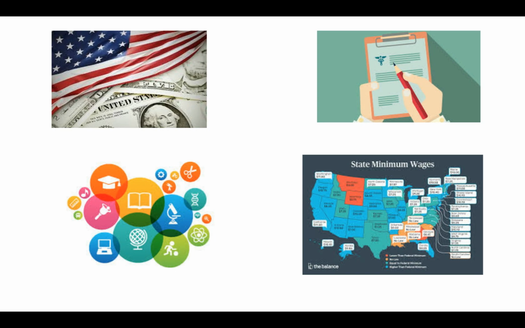So if you notice, we have images of money, healthcare, education, and then also maps showing different minimum wage in different states. So you probably start thinking about current events that you hear about on the news, the things that we have talked about in class. And a lot of these topics are things that we are seeing cause conflict between different people in our society.